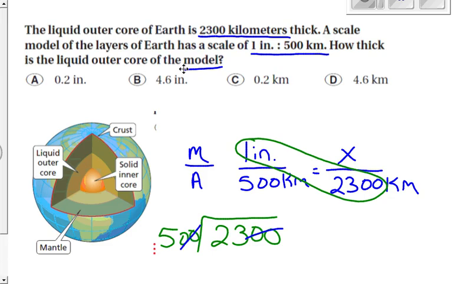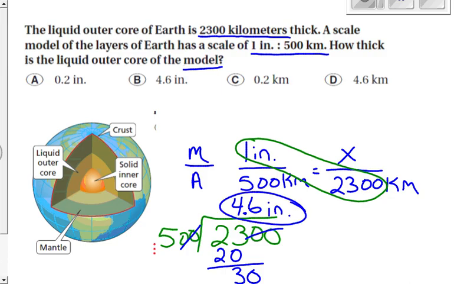5 goes into 23 4 times, which is 20. Bring down my 3, add a decimal and add a 0. 5 goes into 30 6 times, so I get 4.6. Now I have a B and a D that have 4.6. Well, we're talking about the model, and our model unit was inches, so we know it's going to be 4.6 inches, which is B.